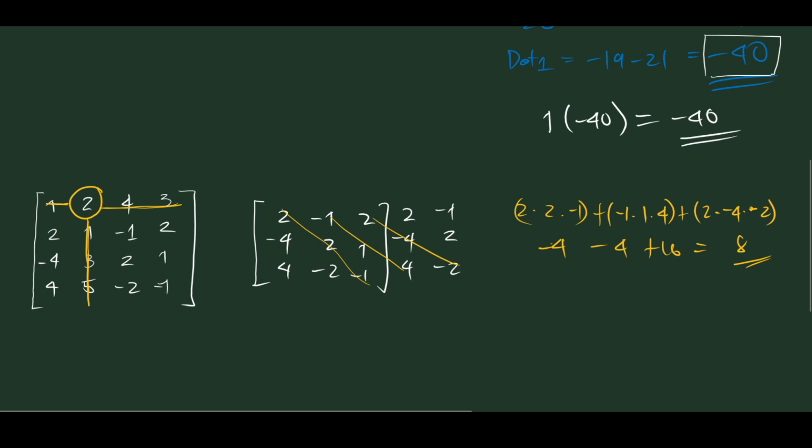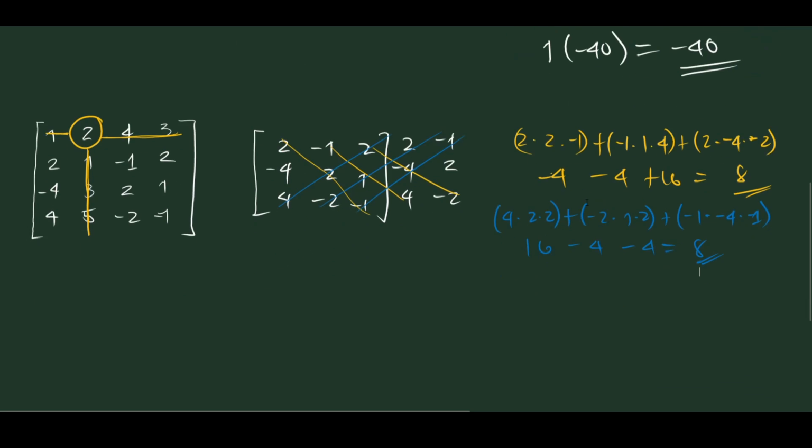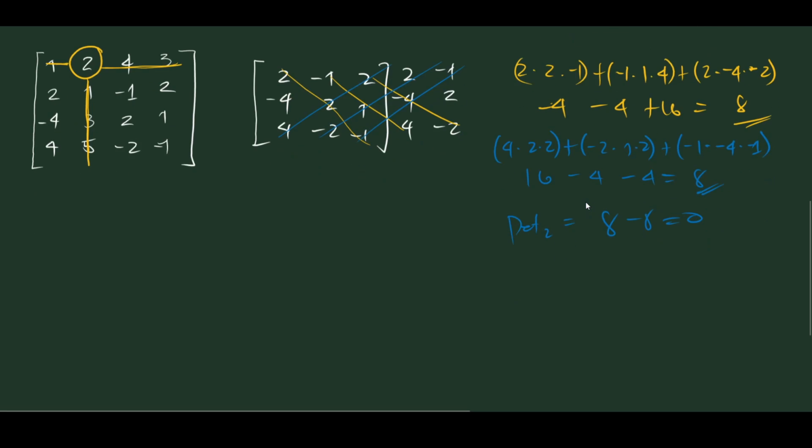And then what about our second diagonals here? So 4 times 2 times 2 plus negative 2 times 1 times 2. And then plus negative 1 times negative 4 times negative 1. So this is 16 and then minus 4. And what's this? Negative 4. So we also have 8. The determinant for this one, let's call this determinant 2, is equal to 8 minus 8, which is equal to 0.